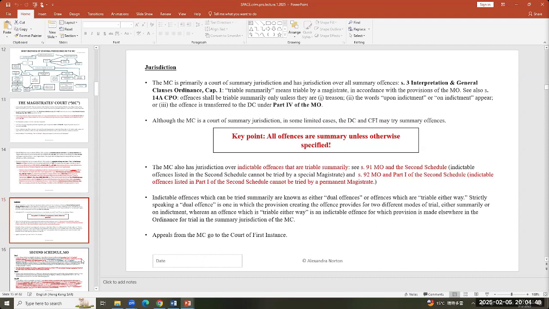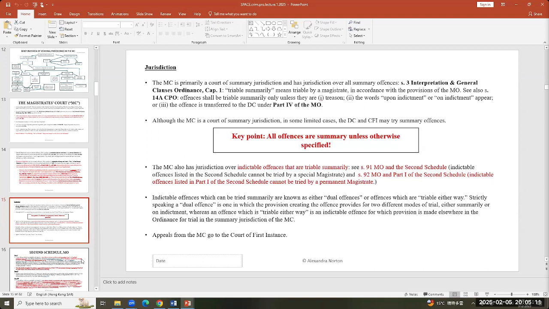There are some indictable offenses that are what we call indictable offenses that are triable summarily. In other words, even though the statutory provision tags them as being indictable, they are able to be tried in the summary jurisdiction of the magistrate's court. And to determine that, we have to look at the second schedule of the magistrate's ordinance.